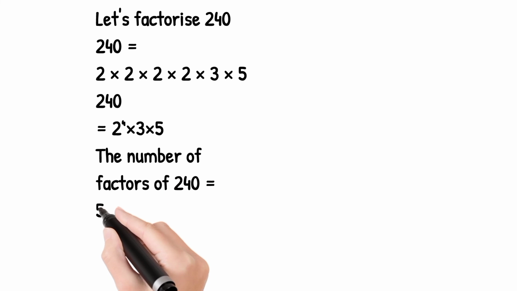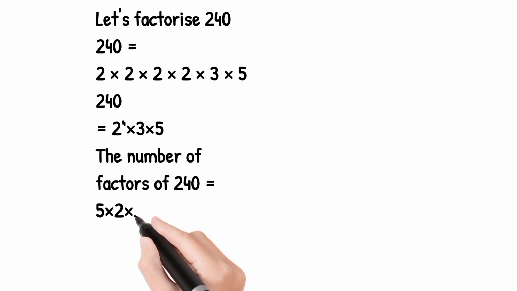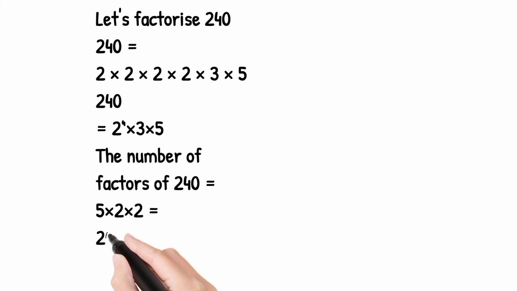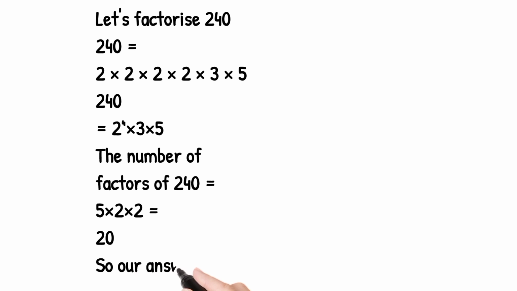So the number of factors of 240: the power of 2 in that product is 4, so it's 4 plus 1, into the powers of 3 and 5, which are 1 each. So 5 into 2 into 2. That's going to be the number of positive integer factors of 240. That is 20. So our answer is option B, 20.